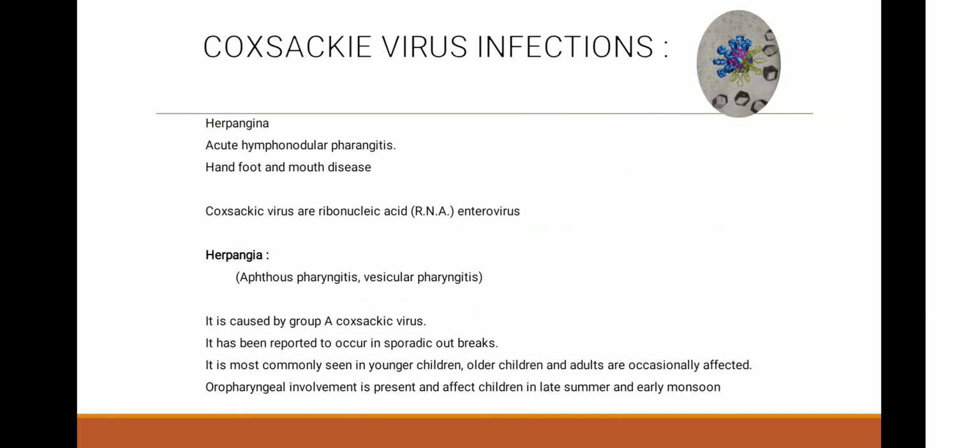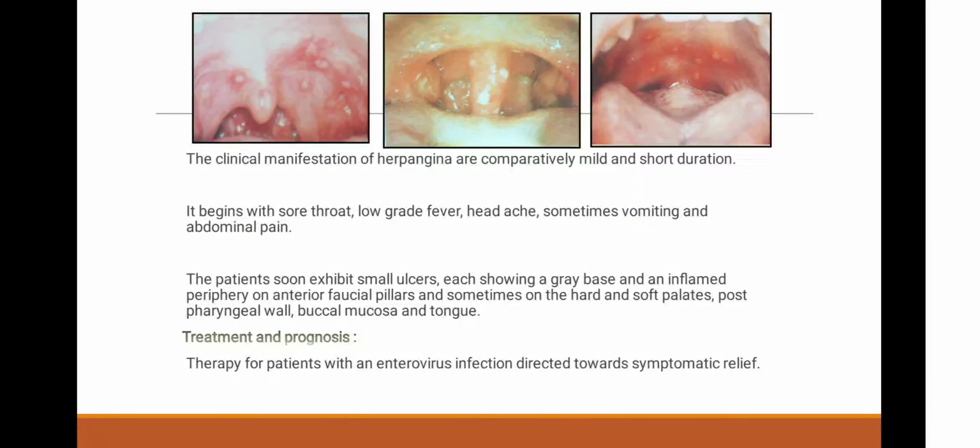Now next is Coxsackie virus. They cause herpangina or acute lymphonodular pharyngitis. Hand, foot and mouth disease is also caused by Coxsackie viruses. First is herpangina. Herpangina is caused by group A. It has been reported to be sporadic or in outbreaks, mostly seen in younger children, and adults are more often not affected. Now see the clinical pics, you will never forget.